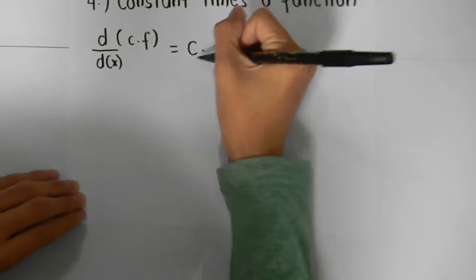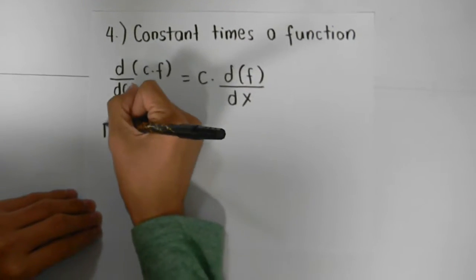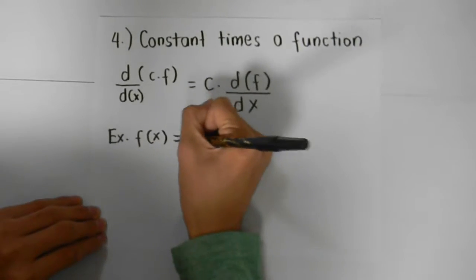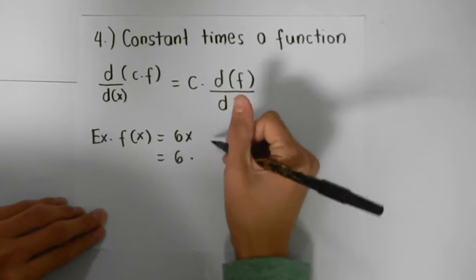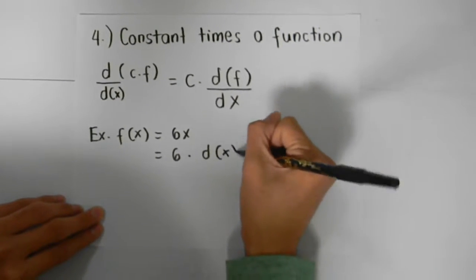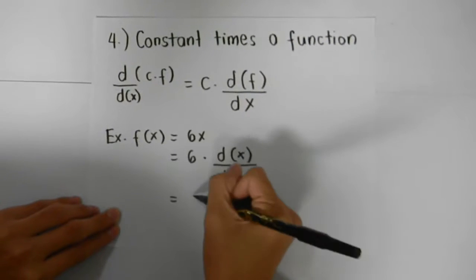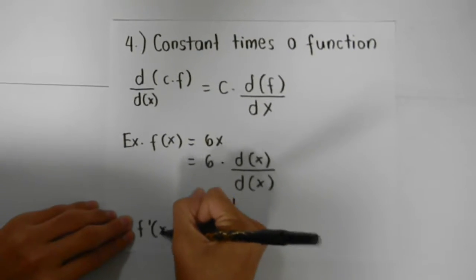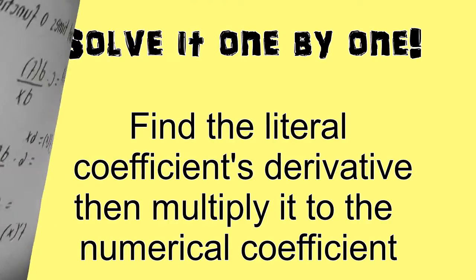coefficient. For example, if f of x is equal to 6x, we first get the derivative of the literal coefficient x. Then, after cancellation, since it is dx over dx, we multiply it to the numerical coefficient 6. 6 times 1 is equal to 6.